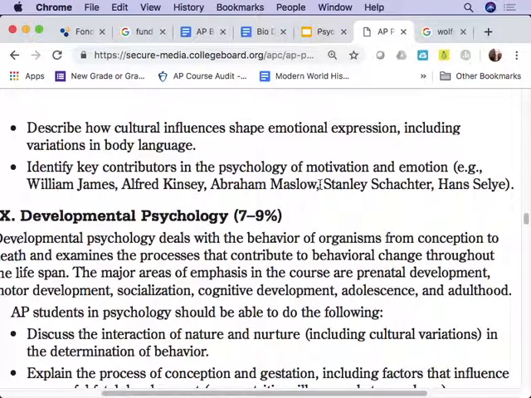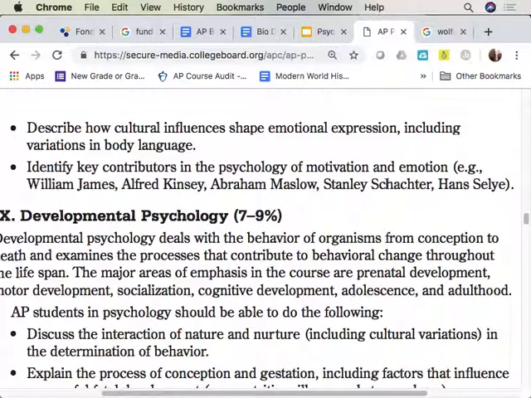Now let's look at the key contributors here. We already talked about William James. He helped create the James-Lange theory of emotion. How are we going to remember James-Lange? A before E. The arousal comes before the emotion. So my heart's pounding, then I'm afraid.